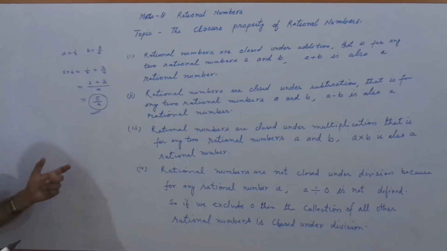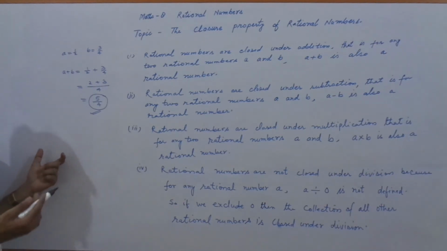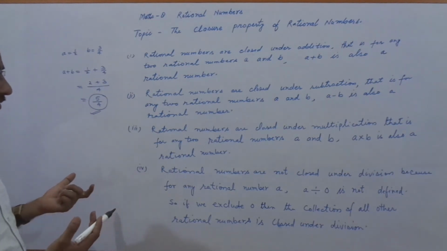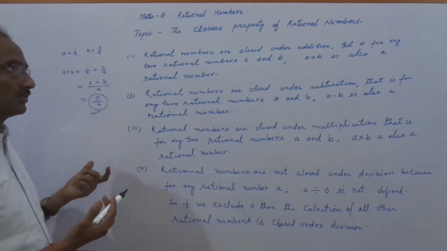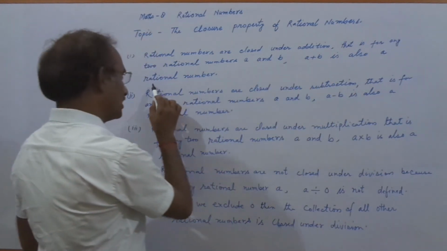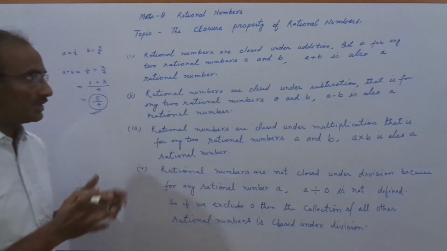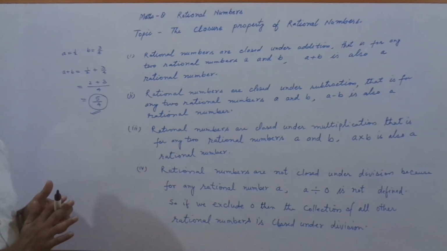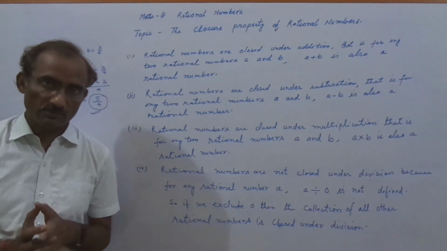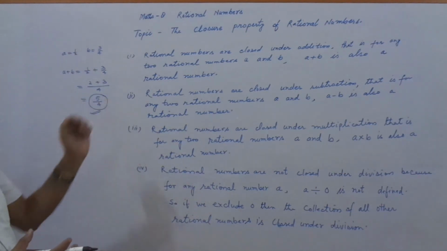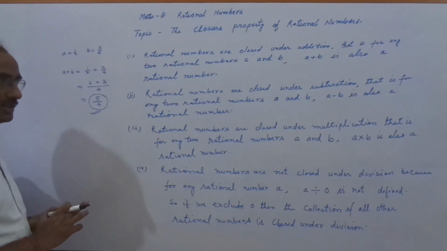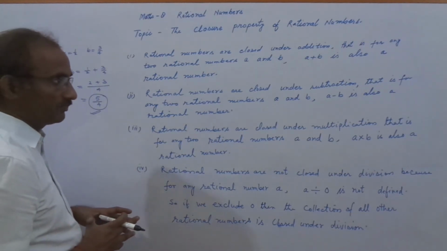So a plus b is 5 upon 4 and 5 upon 4 is also a rational number. You can check it for any other two rational numbers. So we can say that if a and b are two rational numbers, then a plus b is also a rational number, and this is called the closure property for the addition of two rational numbers. Now come to the second. Rational numbers are closed under subtraction.